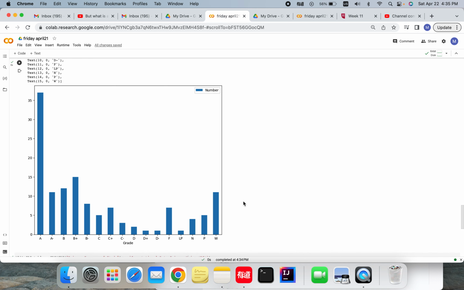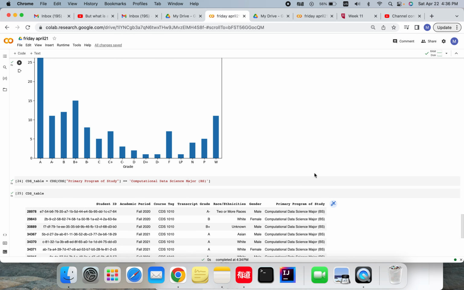The people who withdraw from this class is not surprising, because if they decide that coding is not their choice, they will probably just withdraw. And some people even failed the class, which is sad.